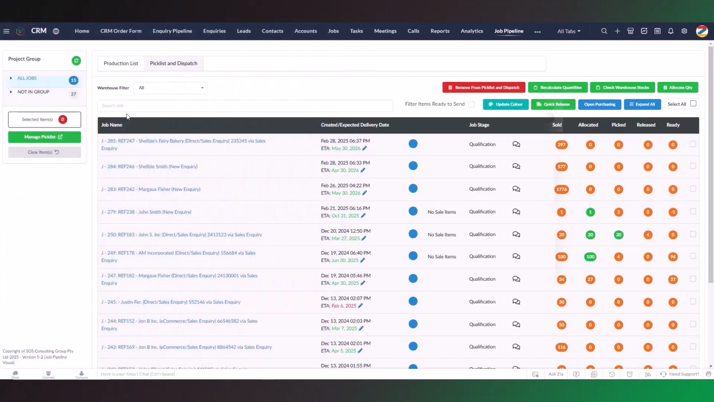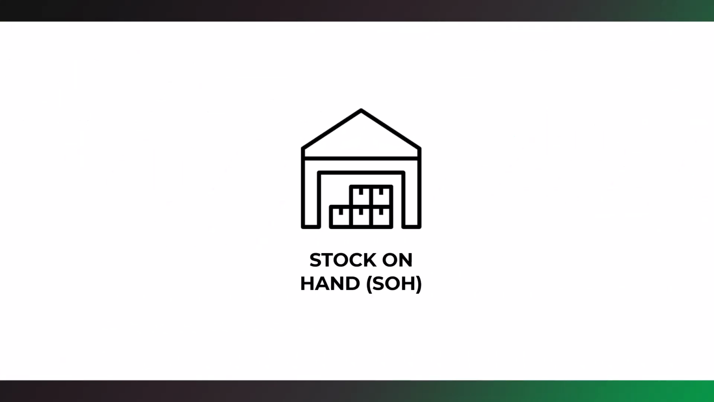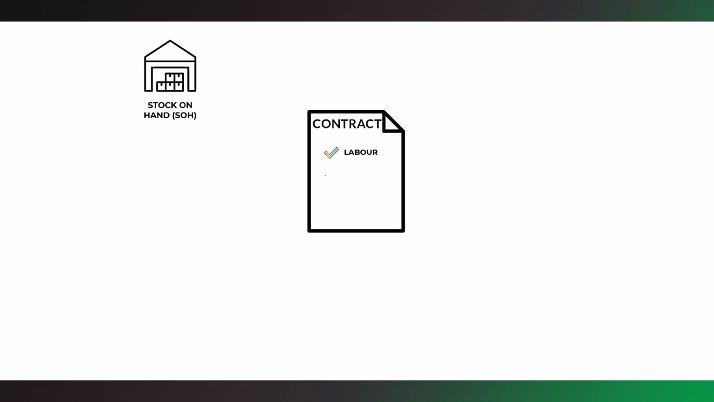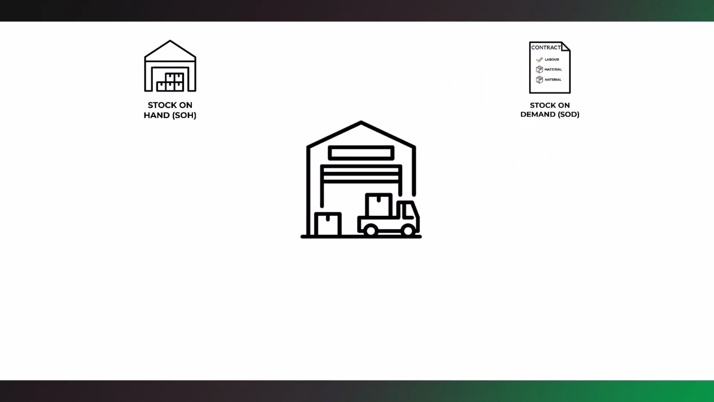In this video, I'm going to explain what stock allocation means. If you hold inventory in a warehouse, this is called your stock on hand, also known as SOH. When you create an estimate for a job, which is converted to a contract, the material items are called stock on demand, also known as SOD. When you place an order with your supplier, this is your stock to be received, also known as TBR.